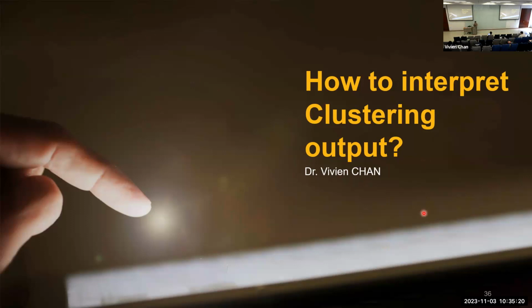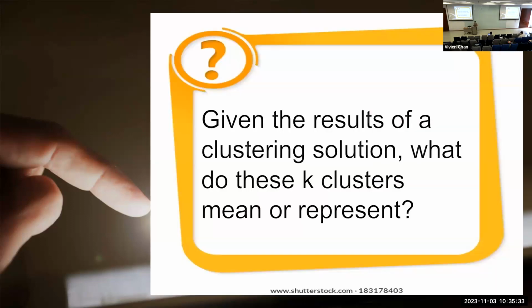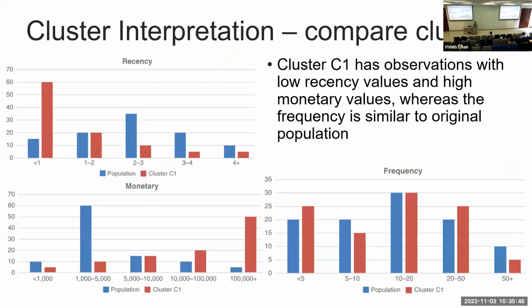Okay, let's continue. Now let's see how we are going to interpret the clustering results. As we mentioned, after partitioning the data into different clusters, how are you going to know or interpret the meaning of each cluster? One way is to do something like this. You compare the cluster against the whole population.